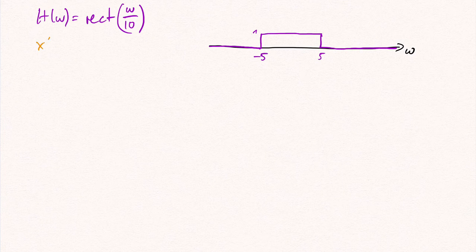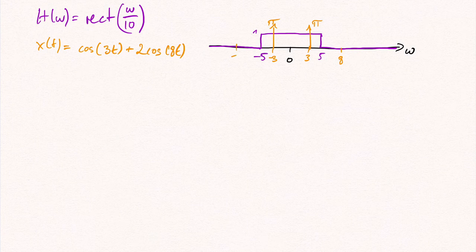Let's assume our input signal x of t is the sum of two cosines. The first cosine has frequency 3 radians per second, and the second cosine has a frequency of 8 radians per second. In the frequency domain, this is represented by two Dirac deltas for the low frequency component at plus and minus 3 radians per second with height pi, and two Dirac deltas for the higher frequency component at 8 and minus 8 radians per second with height 2 pi.